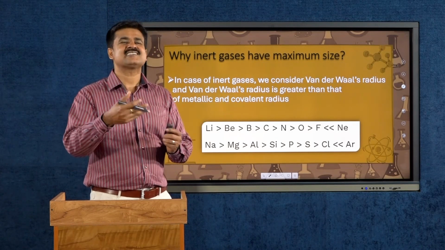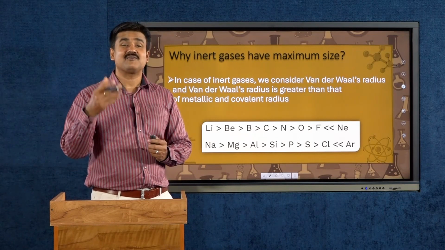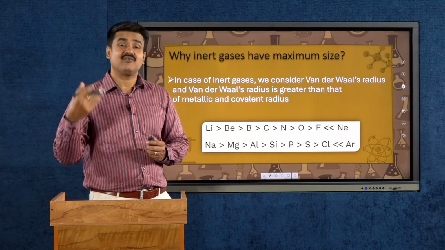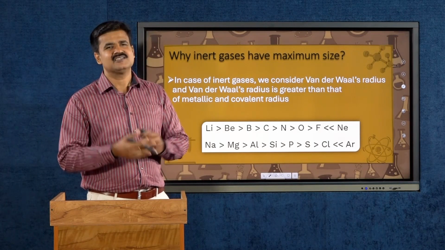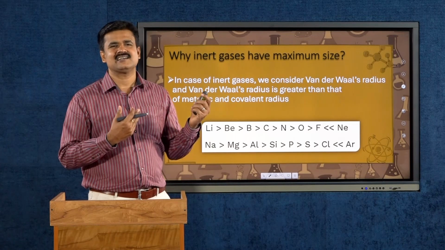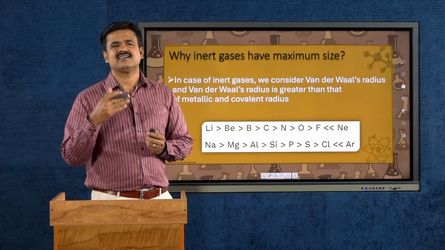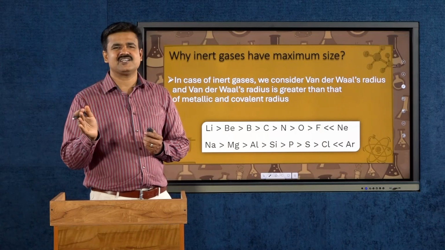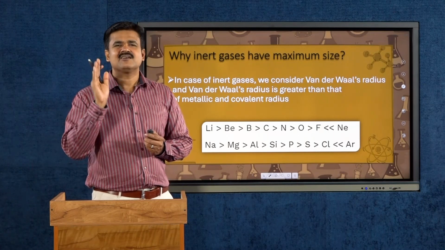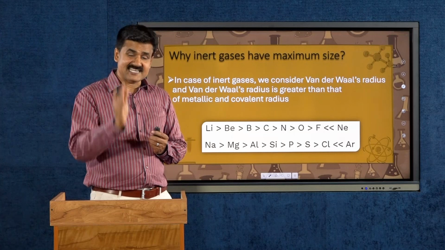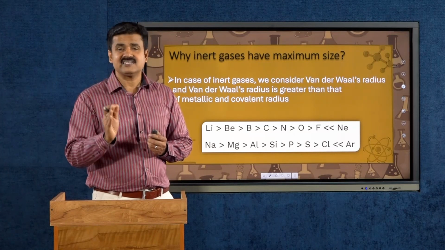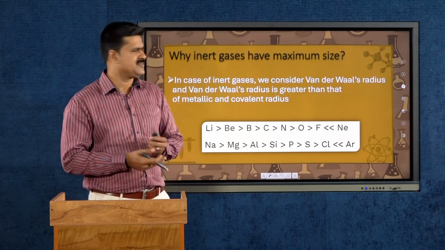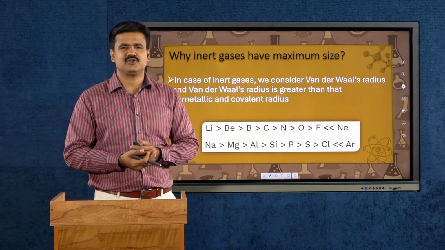We previously discussed that the magnitude of the van der Waals radius is very high compared with the covalent as well as metallic radius. So the answer is here, inert gases have maximum size because the radius mentioned for noble gas is van der Waals radius, which is greater than the covalent as well as metallic radius. This is a trend in the atomic radius.